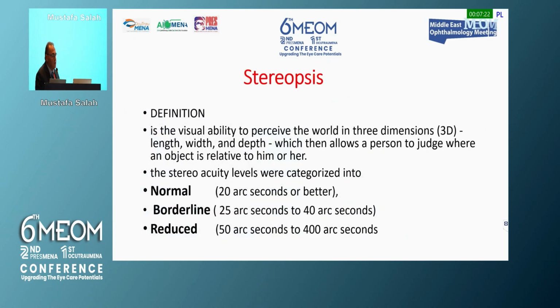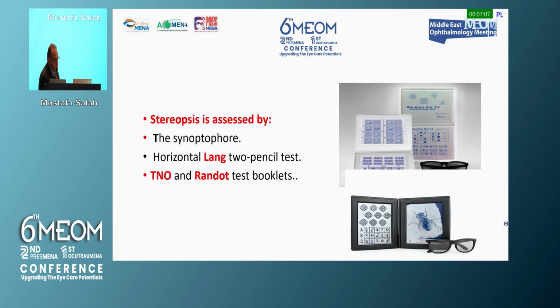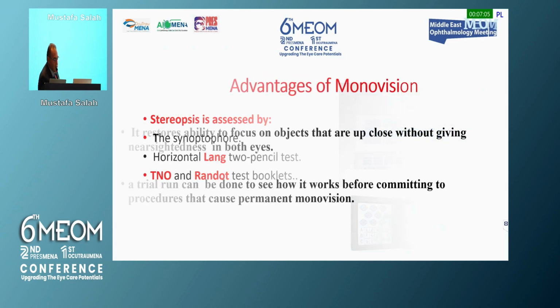And also we have to know stereopsis. Stereopsis is the visual ability to perceive the world in 3 dimensions, length, width, and depth, which then allows the person to judge where an object is relative to him or her. There are different degrees. How to test? There are many clinical tests.